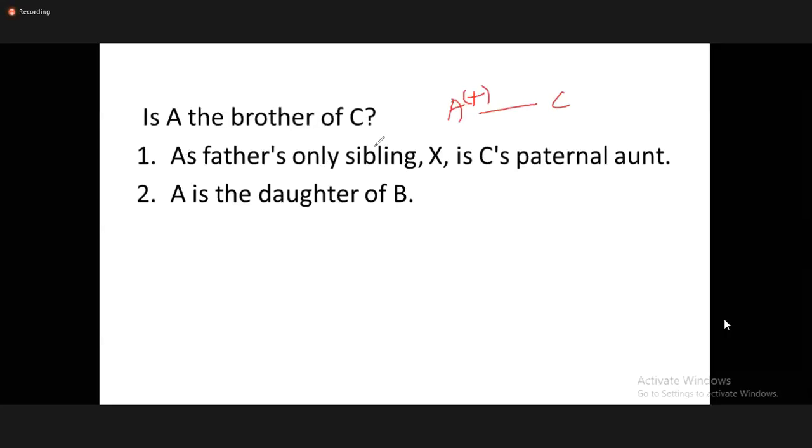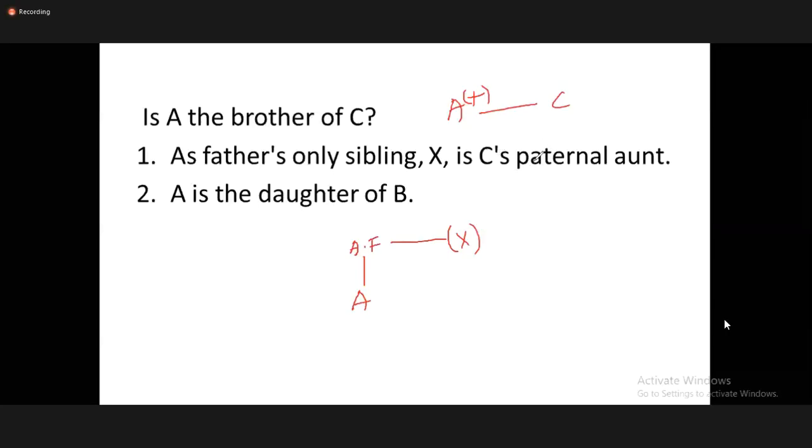A's father's only sibling is X. You know, there is an A. A had a father. A's father's only sibling, which means X. Can I say X may be aunt or uncle of A? Yes or no? Please reply in the live chat. So can I say this X is going to be male or female? I don't know. If it is male, A's uncle. If it is female, A's aunt.